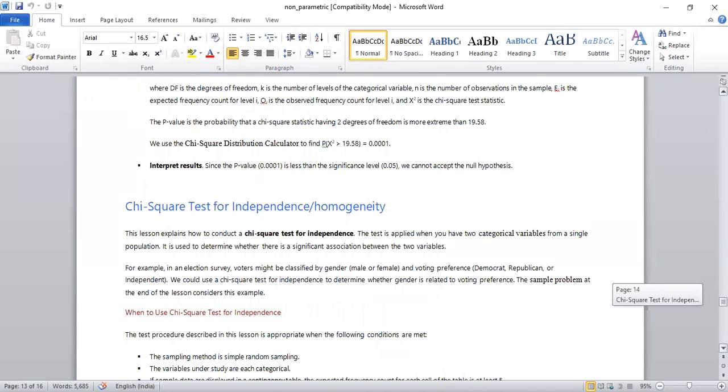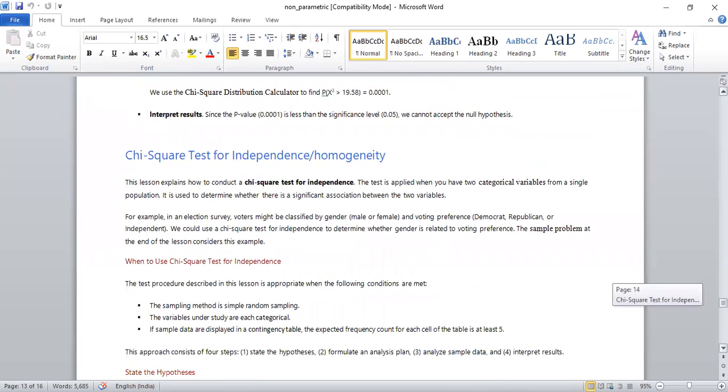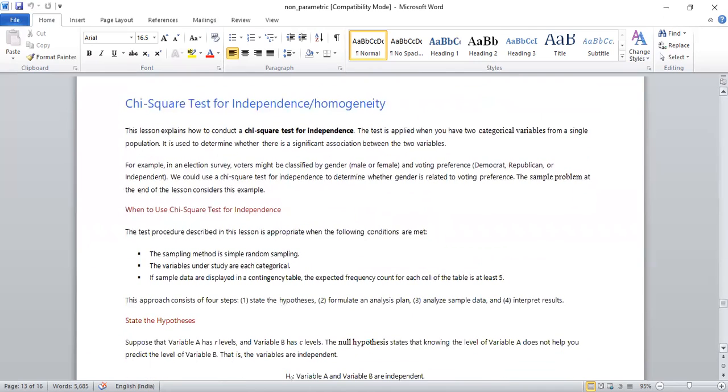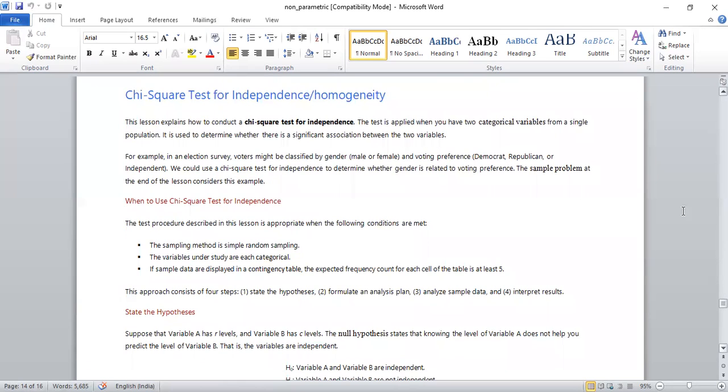Now look at the chi-square test for independence or homogeneity. I'm giving you 2 minutes to go through it, then I will explain.